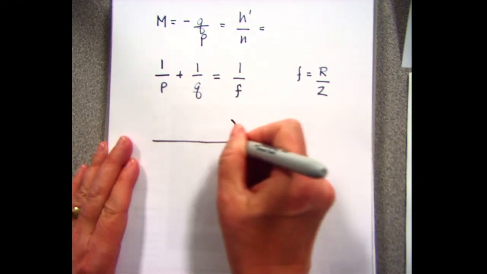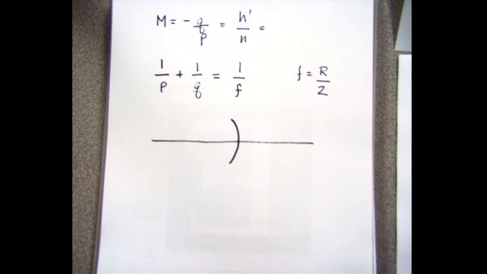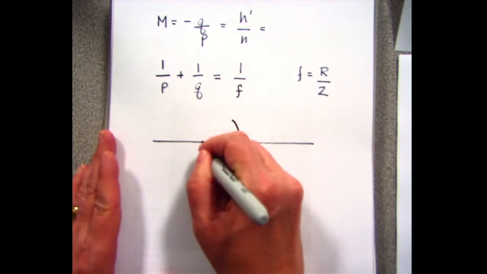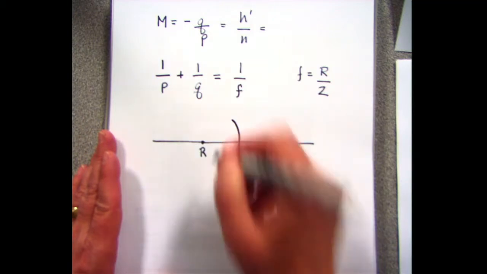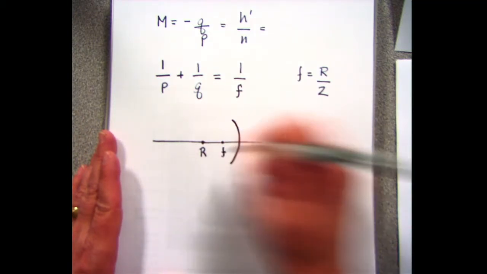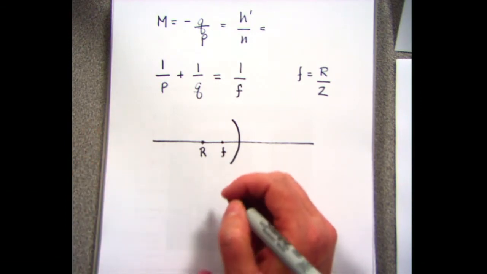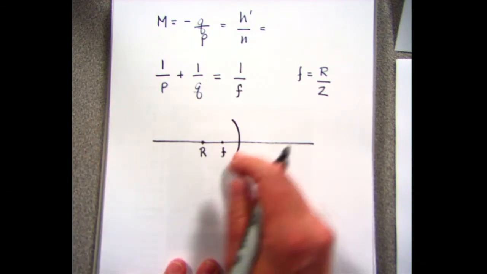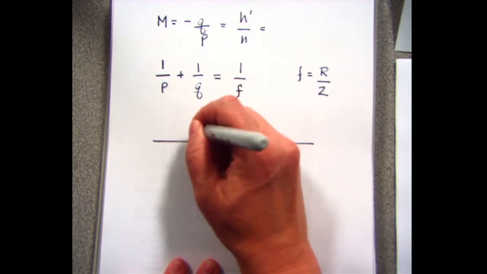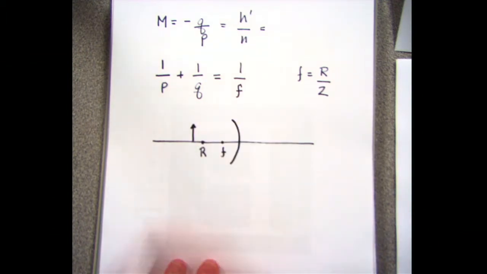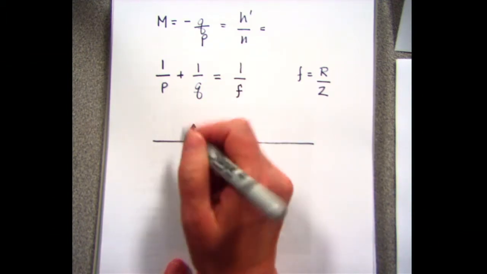If I'm drawing it, and this is one of those times where I can actually do it with a protractor and a ruler and measure, I'm going to end up having my R, which is my radius of curvature. I have my focal point right there, and because I don't know things, I'm going to put those pieces. We're told that I have an object that's 3 centimeters in front of this, and my object was 2 centimeters high.